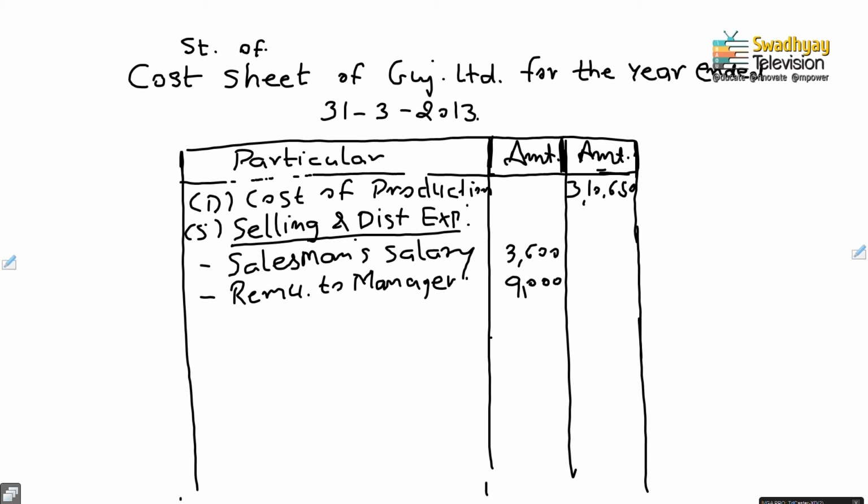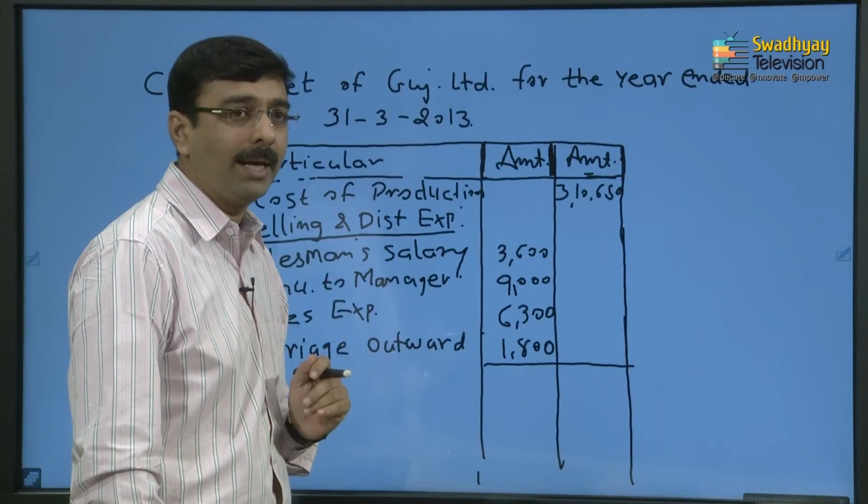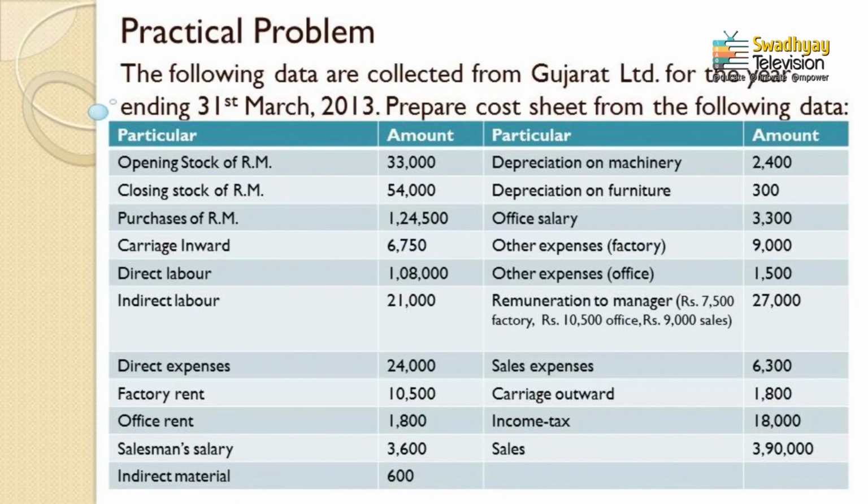The next item is sales expenses, which is very clear and would be recorded under this head, and the sales expenses come to ₹6,300. One more item, carriage outward. Carriage outward is also related to selling and distribution expenses, and the amount is ₹1,800. So these are the 4 items recorded under selling and distribution expenses, and the total transferred into the outer column comes to ₹20,700.